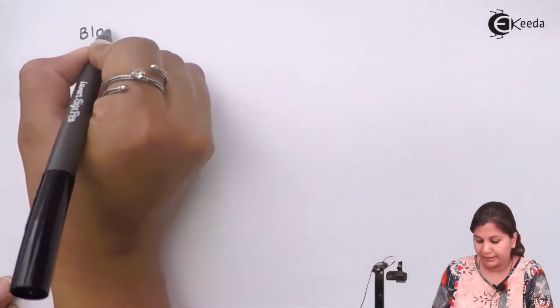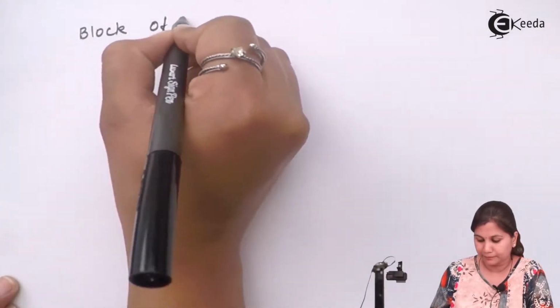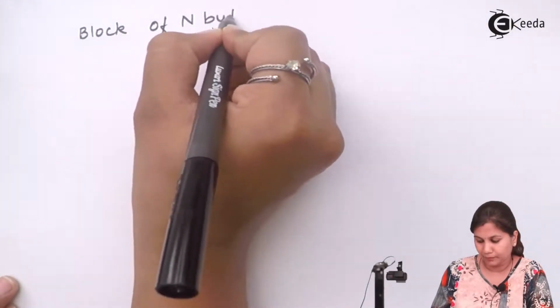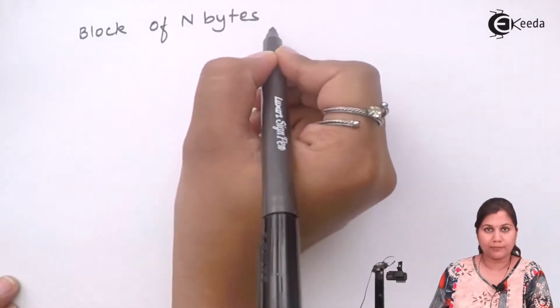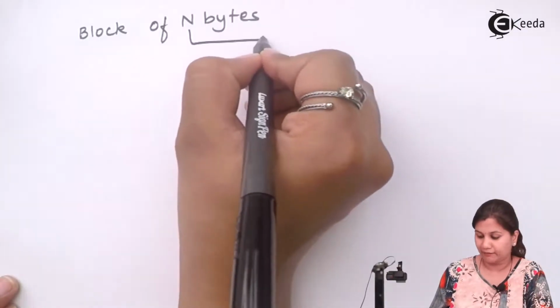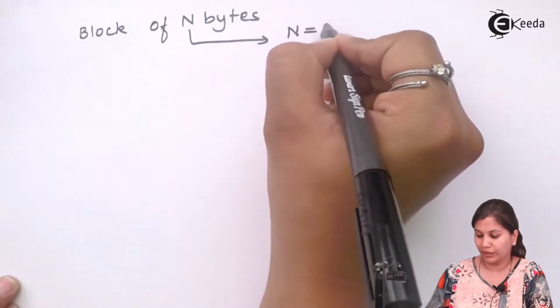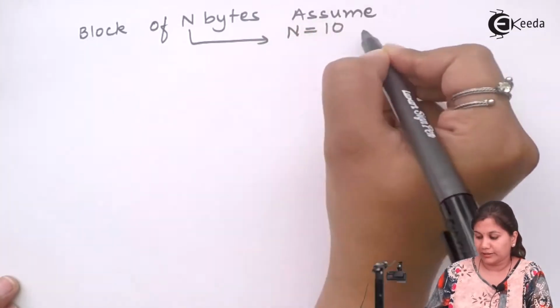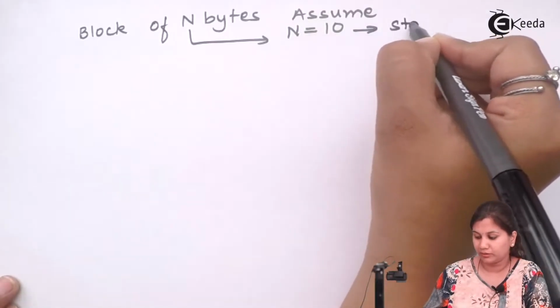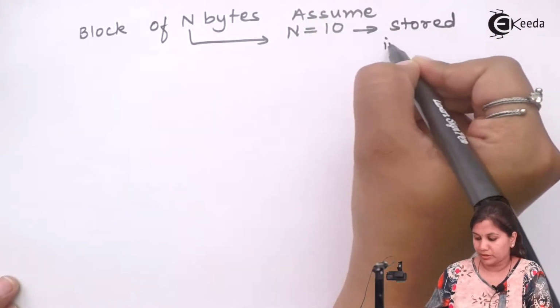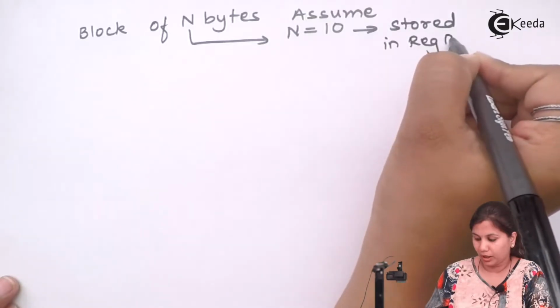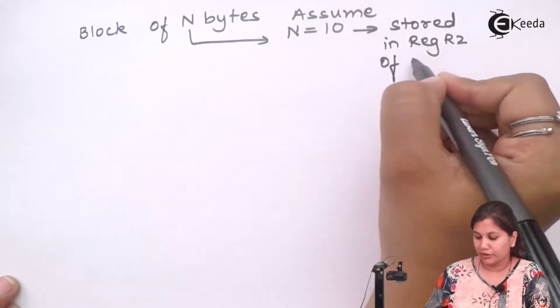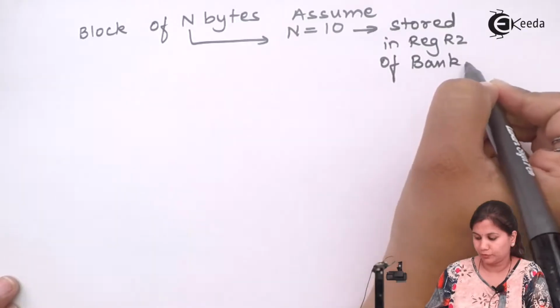So first of all, we are given a block of n bytes, and the length of this block, that is the n value, we have assumed that n is equal to 10, and it is stored in register R2 of register bank 0.